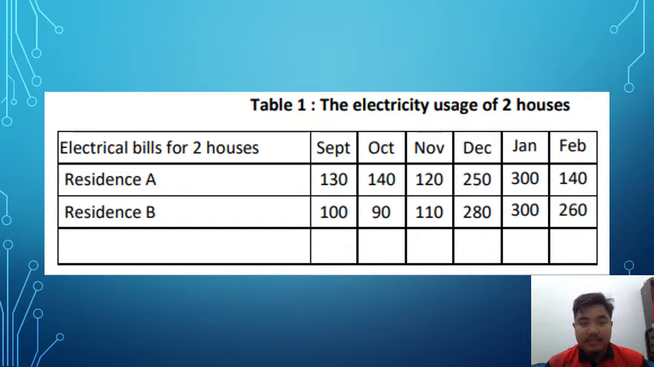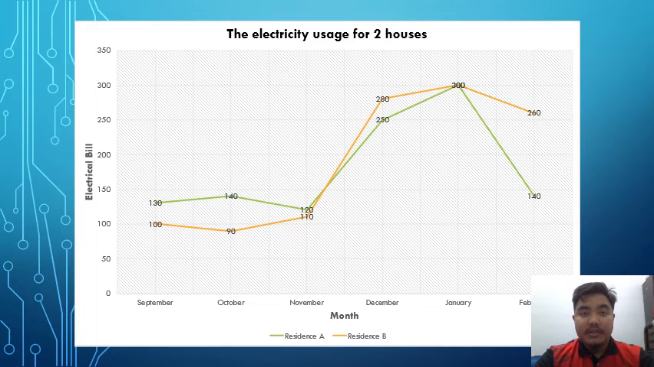Next, as you can see here, this is a table for electrical bills between resident A and resident B. Then, if you look at this graph, you will notice the trend of electrical bills in resident A and B. In September, the electrical bill for resident A is 130 and resident B is at the lowest amount, which is 100. Next, in October, there is a slight increase in resident A at 140 and resident B's bill went down to 90.